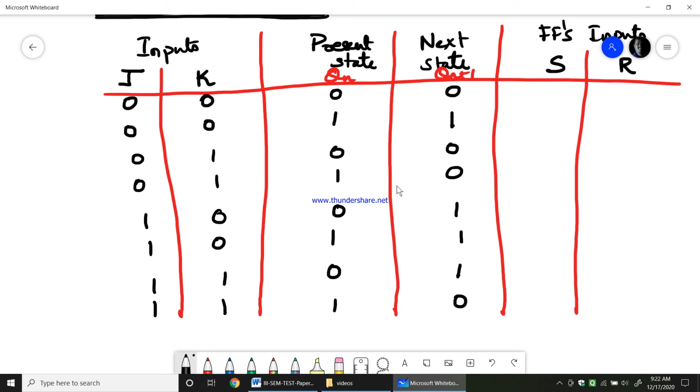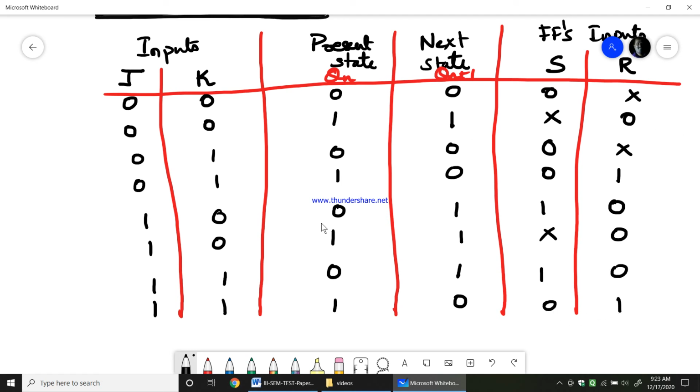Look into the excitation table, and that is how I have written these inputs and the present and next state. Now coming to flip-flop inputs, when these are 0, 0, this would have happened when S is 0 and R is X. Whereas for 1, 1, present state 1, next state is also 1, this happened when S is X and R is 0. While looking into the excitation table of SR flip-flop, we are writing this 0x, 0, 1, 1, 0, x0, then 1, 0, then 0, 1.